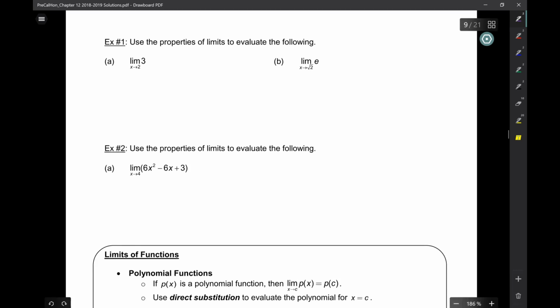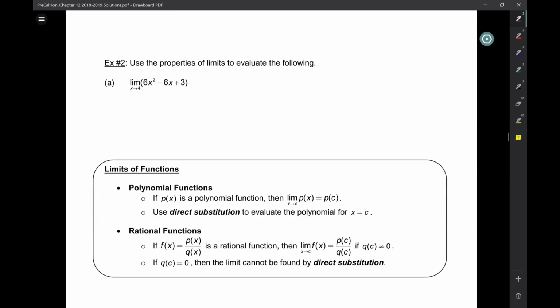First off, what do you think about this one? Oh, we just did this up there, didn't we? Yeah. So what was this? 3. Okay, now look at this one. The limit as x approaches root 2 of e. What is e though? It's just a constant, right? So this is just y equals e again. Whether it's e or 3 or 7,000, it's the same. So it's what? e. Because we have a horizontal line at e.